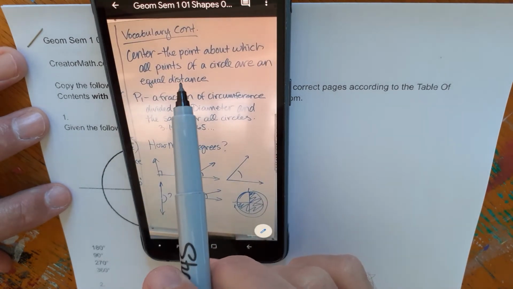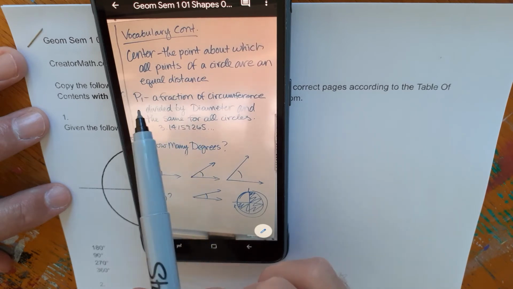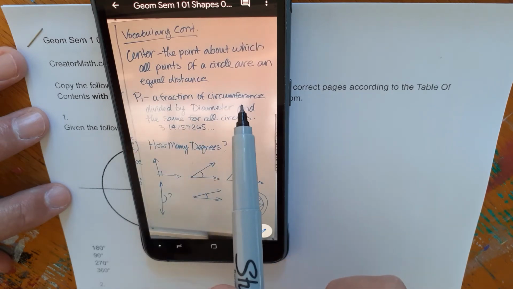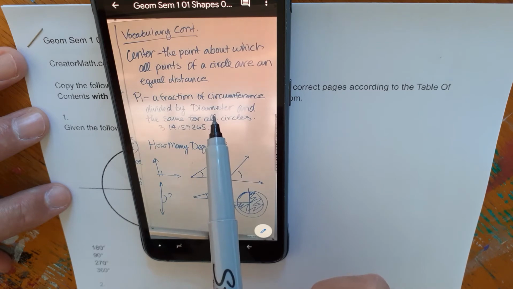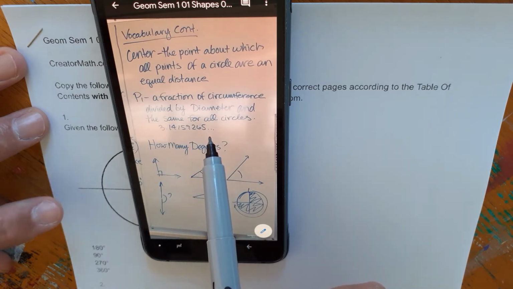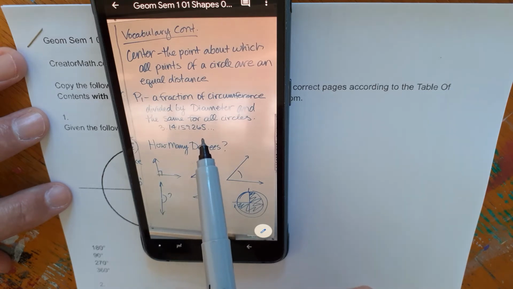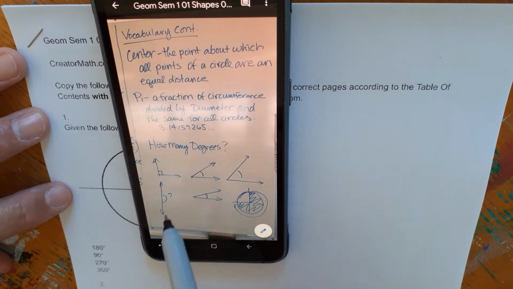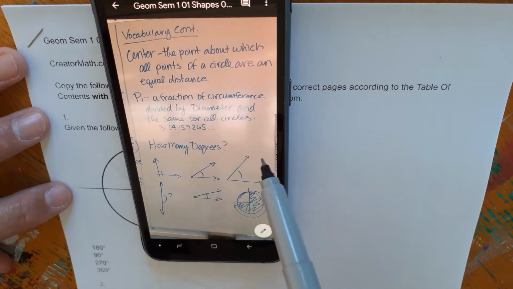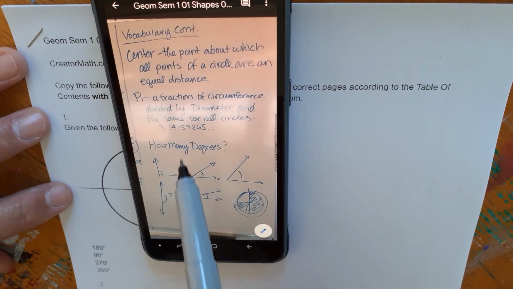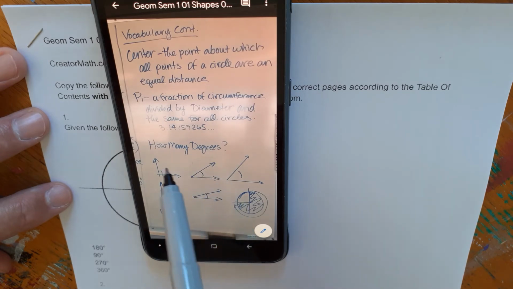So the center is the point in the middle of all the other points that make up the circle. Pi is the fraction of circumference divided by diameter, and for every circle, no matter what the size, it comes out to be this wonderful ratio of pi, 3.14159265, and on it goes. That's all I've memorized, up to 265, right? I've had contests with my students before, and they've memorized hundreds of digits, so it's an amazing thing.